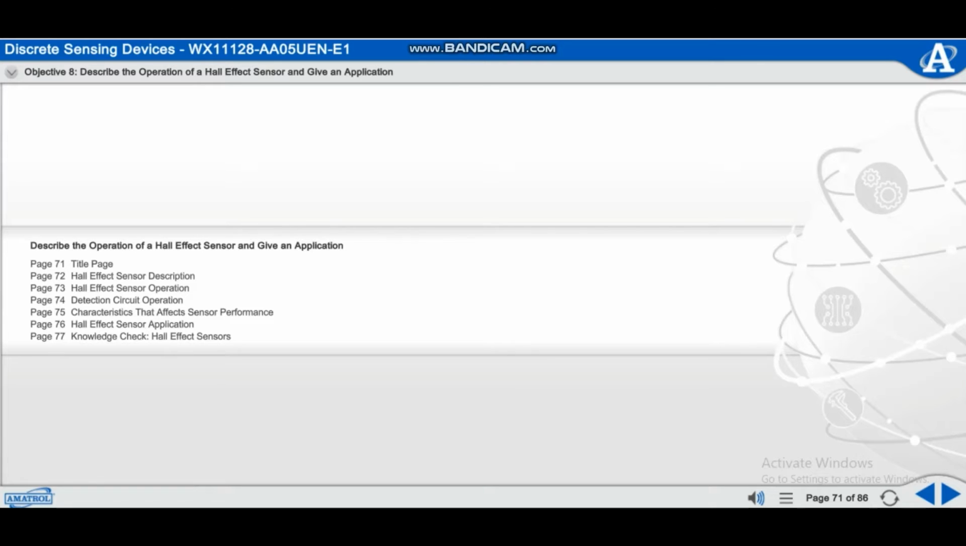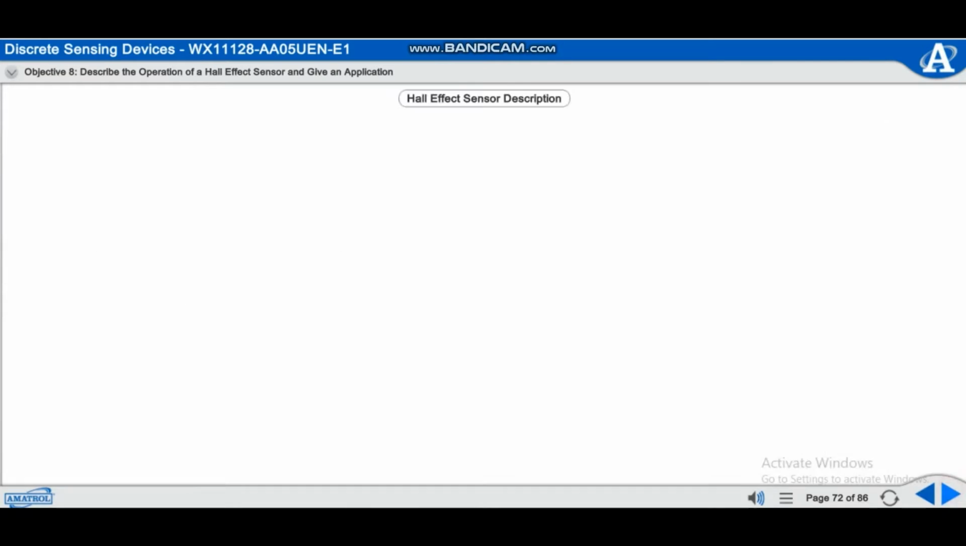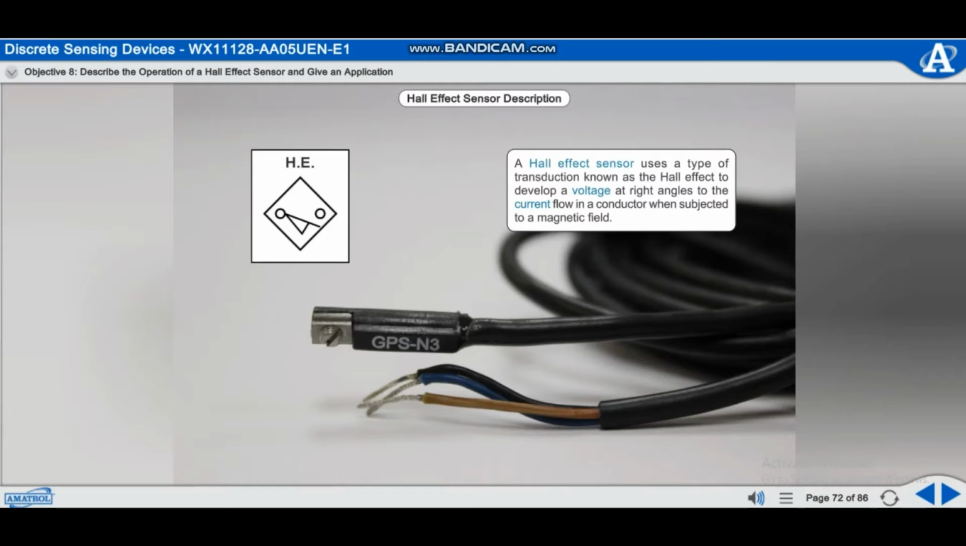Describe the operation of a Hall effect sensor and give an application. A Hall effect sensor uses a type of transduction known as the Hall effect to develop a voltage at right angles to the current flow in a conductor when subjected to a magnetic field.